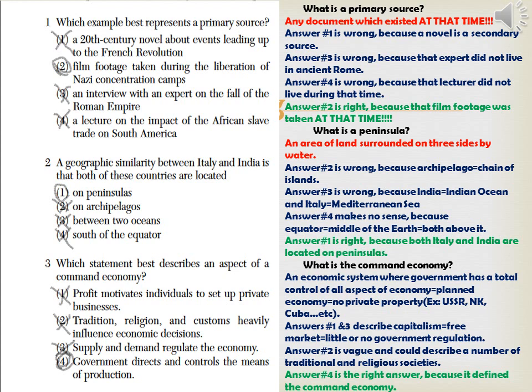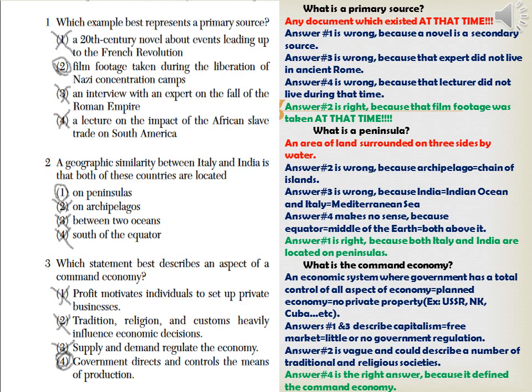So to answer this question properly, you gotta know what a primary source is. It's any document which existed at that time. So, answer number 1 is wrong. We can eliminate it because a novel is a secondary source. Answer number 3 is wrong because that expert did not live in ancient Rome. Answer number 4 is wrong because that lecturer did not live at that time. Answer number 2 is right because that film footage was taken at that time. It's that easy. Let's move on.